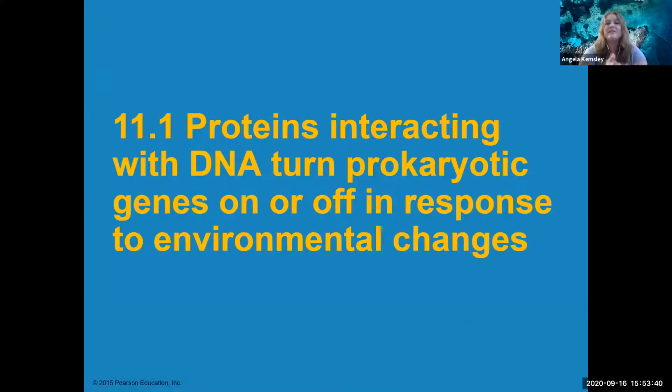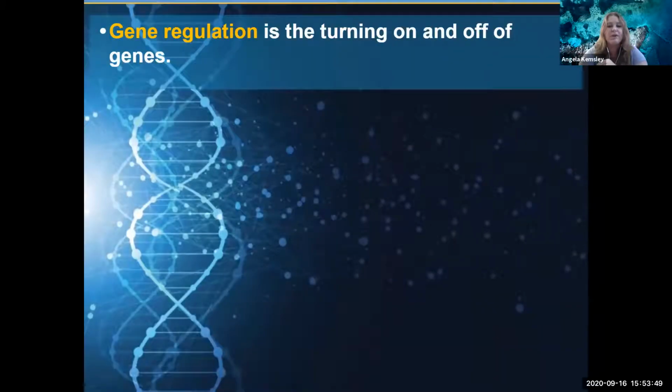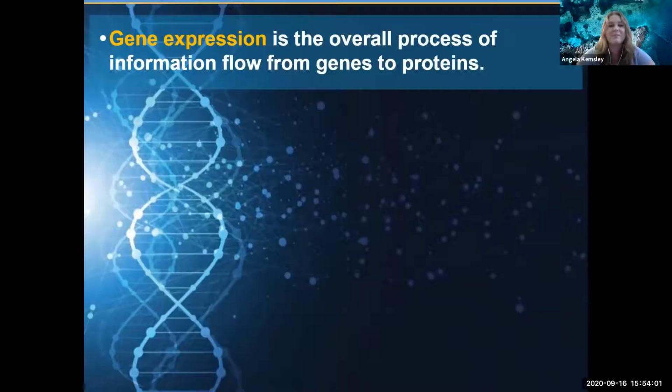So proteins interacting with DNA turn prokaryotic genes on or off in response to environmental changes. So we're talking about prokaryotes first. And there's quite a few terms that you're going to need to know. In fact, a lot of this lecture is going to be terms that you'll need to know. So gene regulation is the turning on and off of genes. And then when we talk about gene expression, that's the overall process of information flow from genes to proteins.